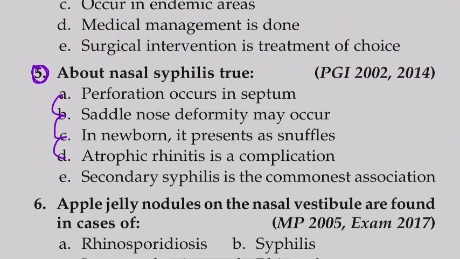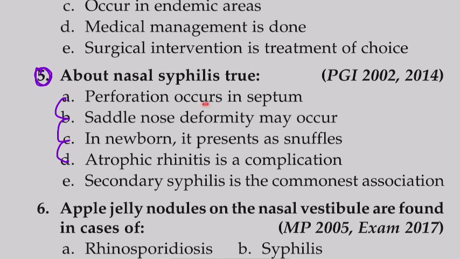Now, about nasal syphilis, true is: perforation occurs in the septum. Talking about perforation, one perforation in the septum is caused by syphilis. One is in the cartilaginous portion, which is caused by leprosy. But when the whole septum and cartilaginous portion both are perforated, that is caused by Wegener's granulomatosis, right? Perforation occurs in the septum, that's right.